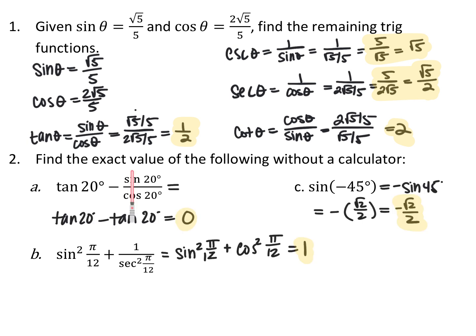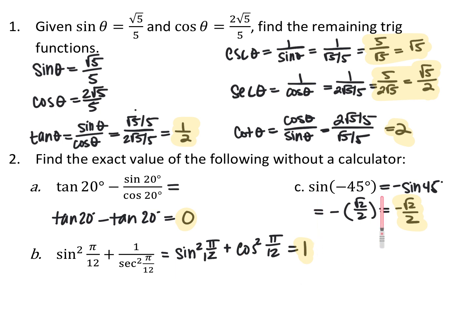So for the first one, sine of an angle divided by cosine of an angle is the same thing as tangent of that same angle. So you end up with tangent of 20 degrees minus tangent of 20 degrees, which is just 0. For this one, 1 divided by secant is cosine, so 1 divided by secant squared is cosine squared. And then sine squared of an angle plus cosine squared of the angle is equal to 1.